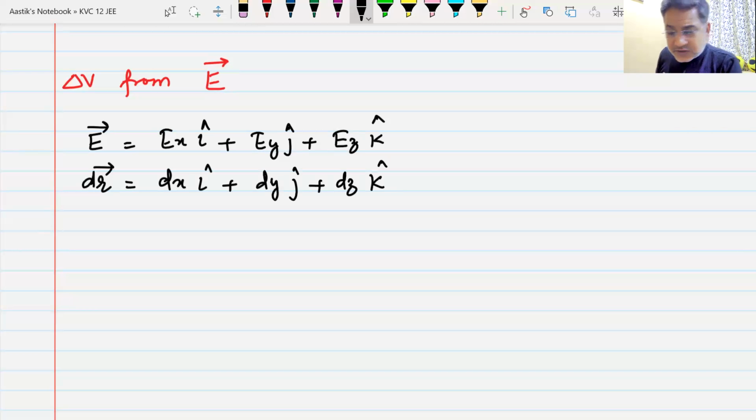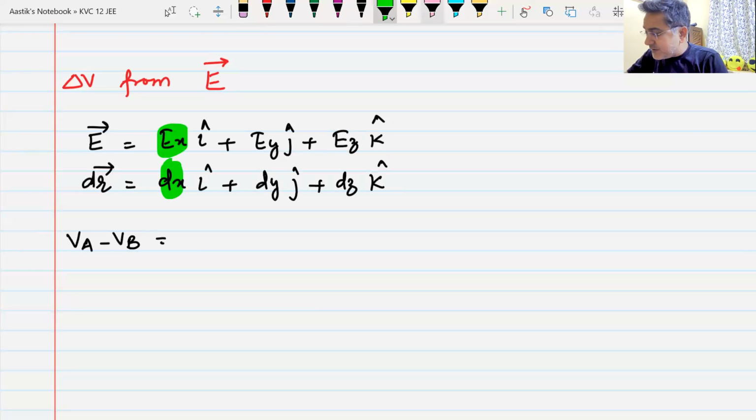Now, how do you find out the potential difference between 2 points? If I have to find out VA minus VB, I'm going to take the dot product. You must understand that once you take the dot product, this gets multiplied by this, and this gets multiplied by this, and then you have to integrate it.